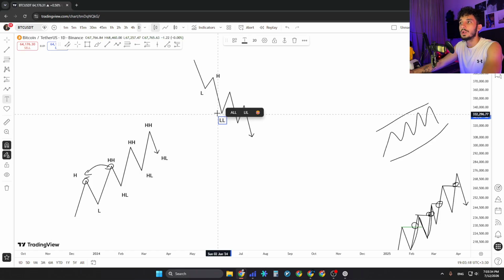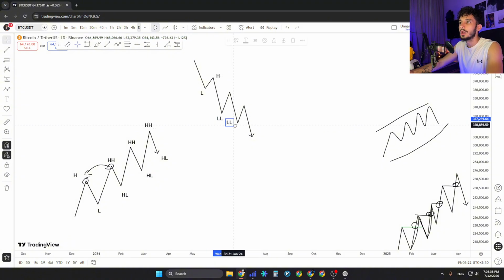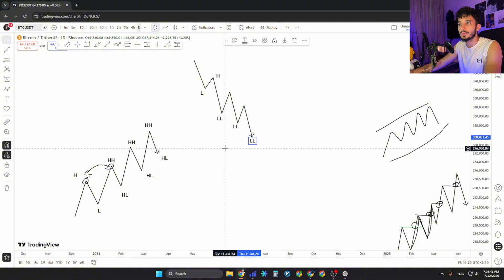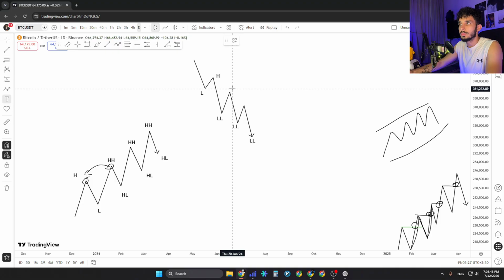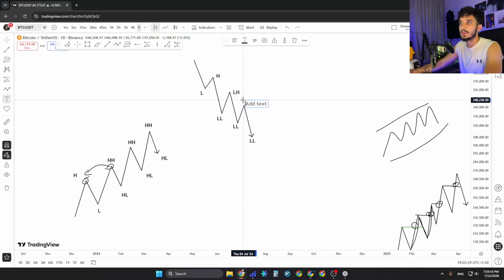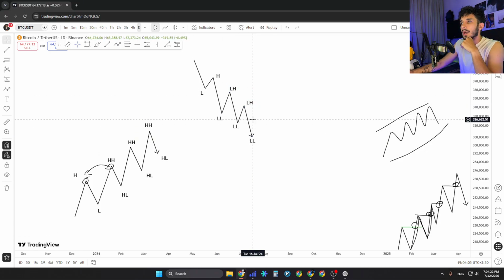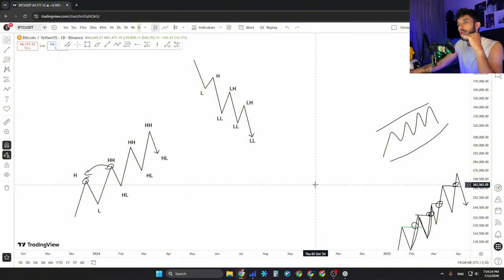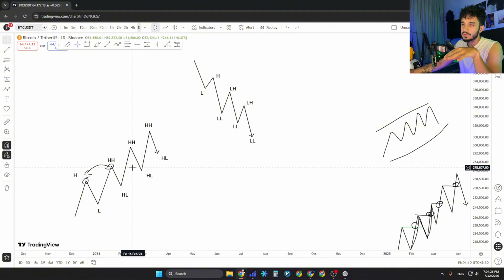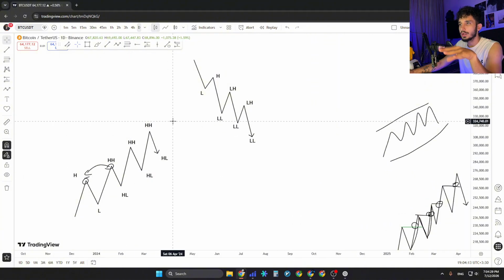But what about the others? This is a lower low because this low is lower than this low. Also, this is a lower low, and also this is a lower low. What about highs? This is a lower high. This is not a higher high anymore. Why? Because this high is lower than this one. So this is a lower low, a lower high, and this is a lower high too. Are we going for lower lows and lower highs forever? Or in this case, are we going for higher highs and higher lows forever?